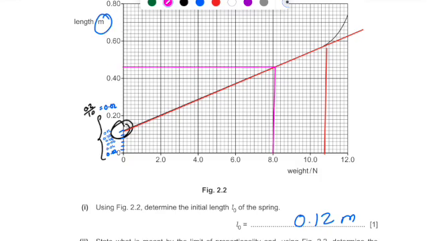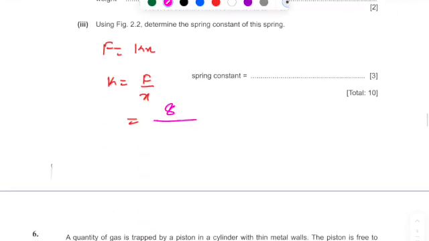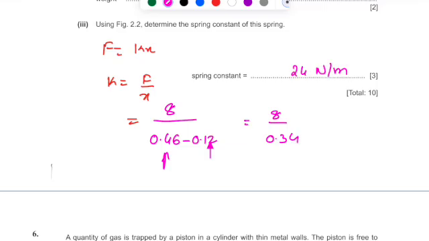It is 0.46. So force I take as 8 and the extension is 0.46 minus the initial length, because x is the extension. The length was 0.46 and the initial length is 0.12. So it becomes 8 divided by 0.34, which is going to be 24 newton per meter.